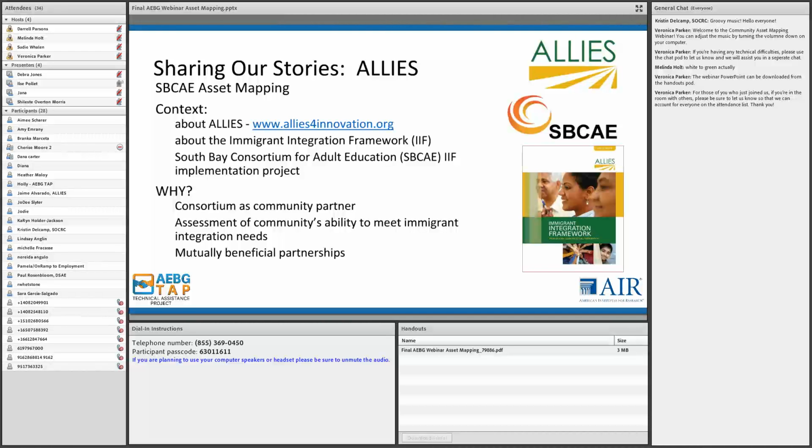So our concrete implementation project with the South Bay Consortium for Adult Education is really about looking at the consortium's operations through the lens of immigrant integration. We will be looking at how the consortium connects with community organizations. We'll be looking at curriculum, what happens outside the classroom. We will be looking at data, and we will be looking at stakeholder engagement.